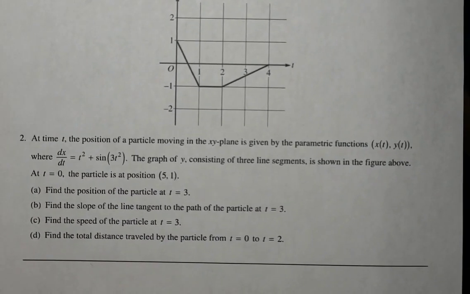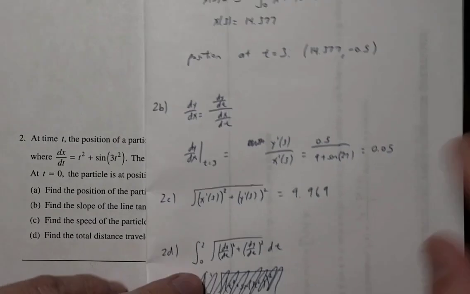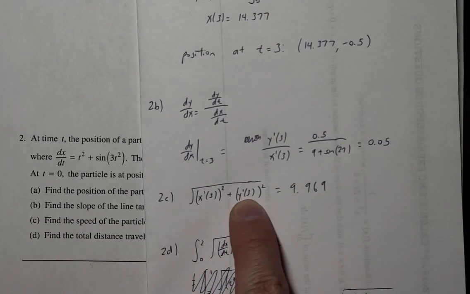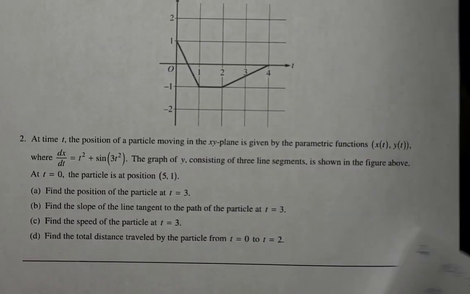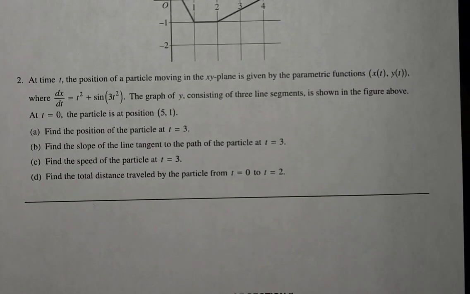Part C, find the speed of the particle at t equals 3. This is very typical. Speed is the magnitude of velocity. So square root of x prime of 3 squared plus y prime of 3 squared. Put this in the calculator, 9.969. Very typical.